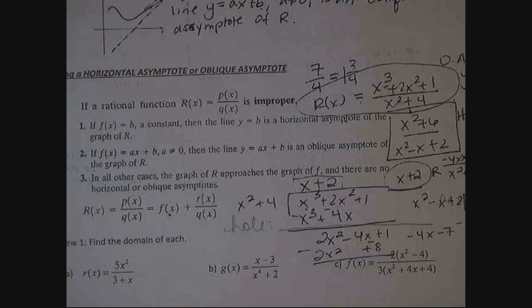My third option is if I get anything that is larger than a linear function. So if I divide and I get a quadratic, if I divide and I get anything larger than a linear function, then there are no horizontal or oblique asymptotes. My graph of R just approaches the graph of F, and I don't have any way to define those asymptotes. Okay, so really all I'm looking for is when I divide a function I get a constant. When I divide a function I get a linear equation. Or a linear function there.